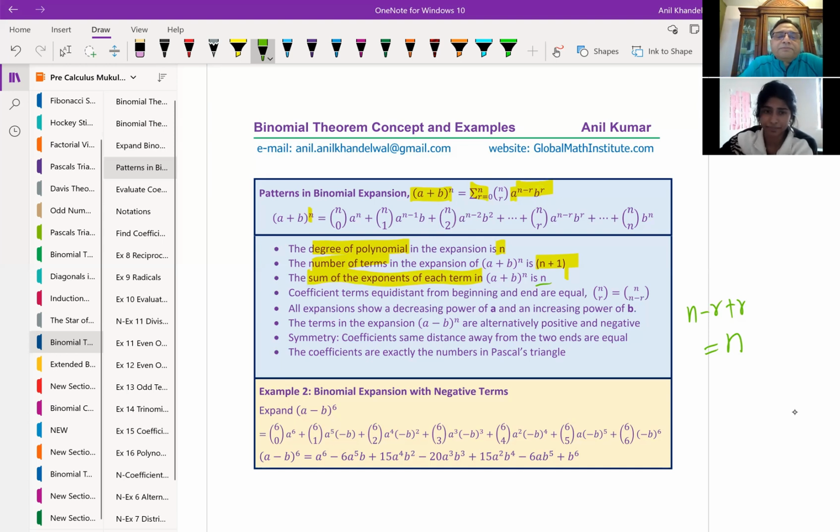We also notice that the coefficients equidistant from the beginning and end are equal. That is the symmetry we talked about, and we also saw that symmetry in Pascal's triangle.